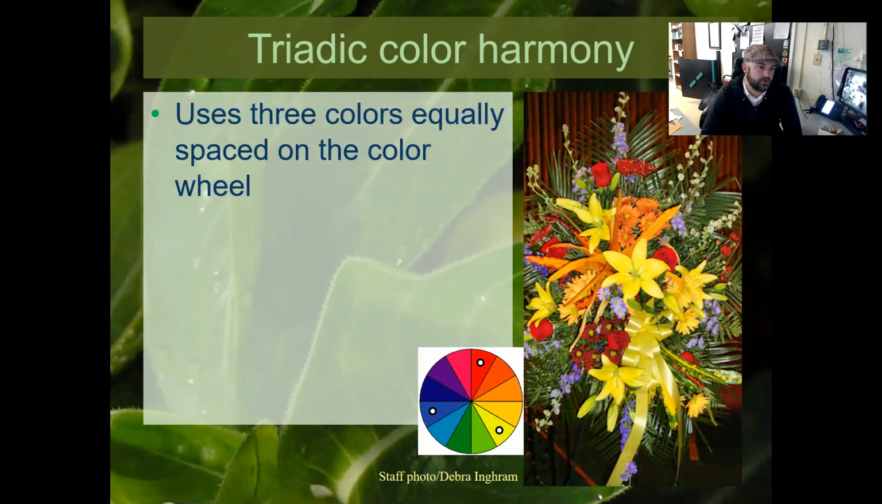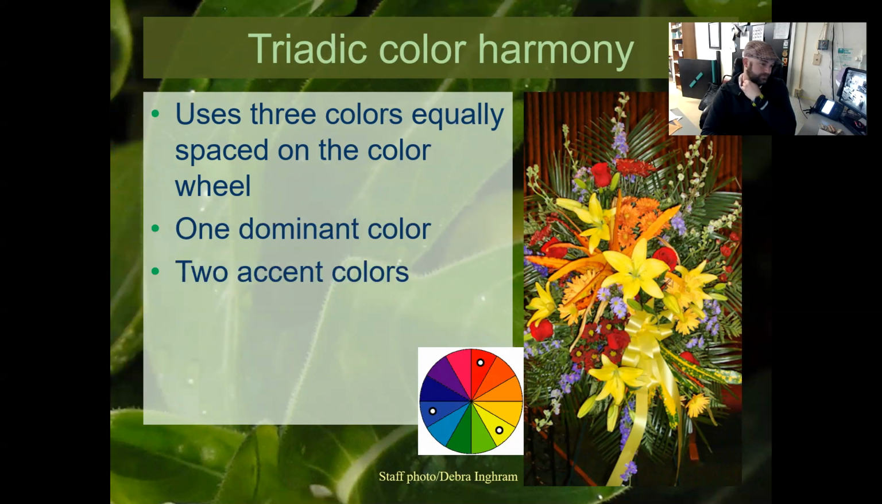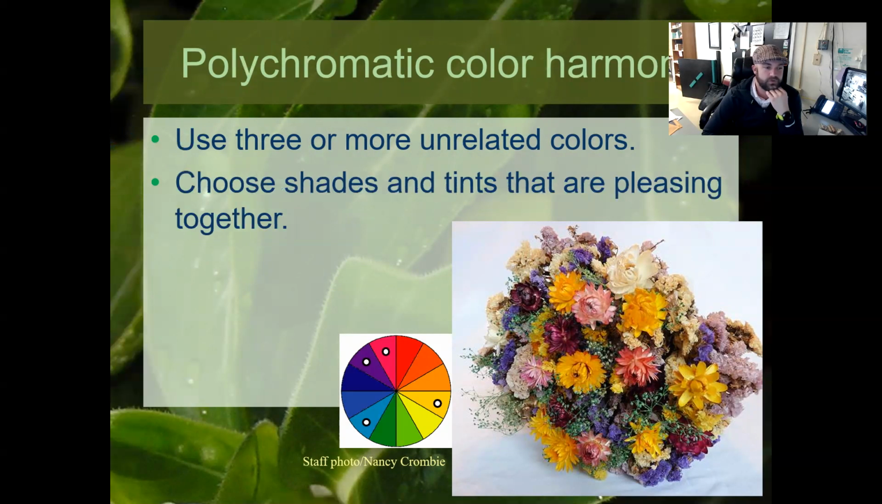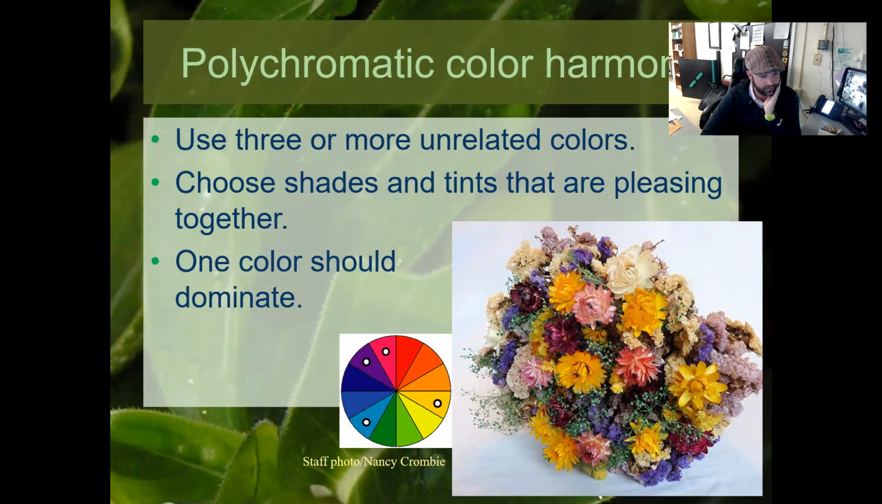Triadic color harmony uses three colors equally spaced on the color wheel, one dominant color and two accent colors. So we have yellow, blue, and red on here. If we move that over one slot to the left on each one, we would have green, dark blue, and a red orange. Polychromatic color harmony uses three or more unrelated colors. Choose shades and tints that are pleasing together, and one color could dominate.